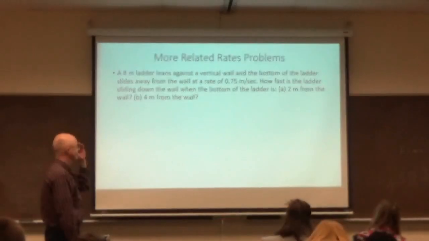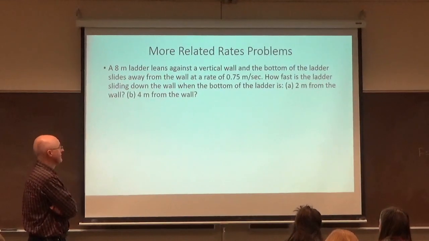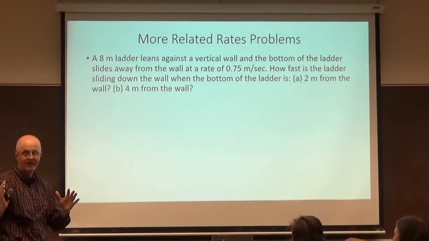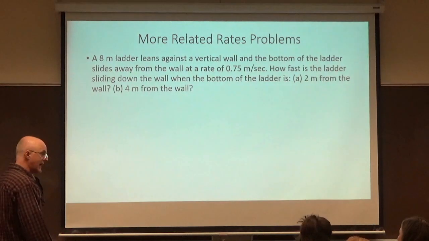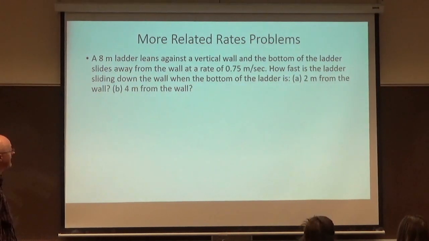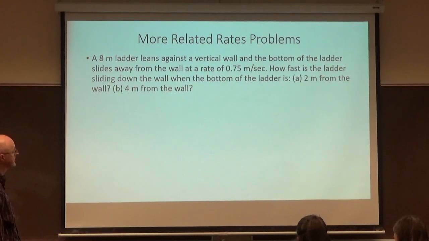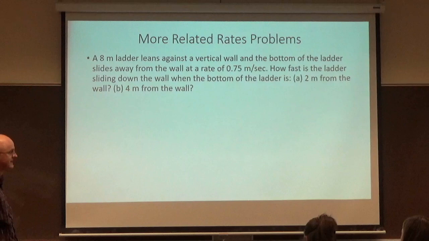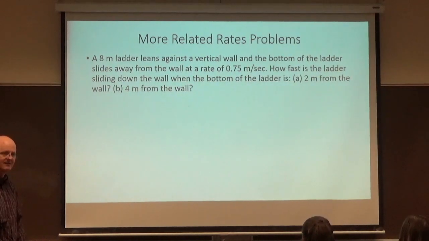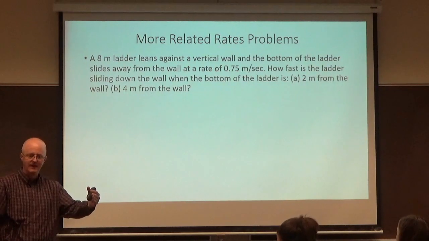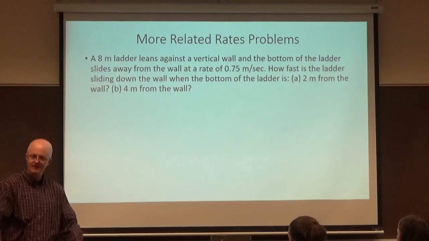Here's kind of a classical type of problem. A ladder leaning against a wall and sliding away, which you don't want to have happen if you're standing on the ladder. That would be bad. It's a very slippery floor. An 8-meter ladder leans against a vertical wall, and the bottom of the ladder slides away from the wall at a rate of 0.75 meters per second.